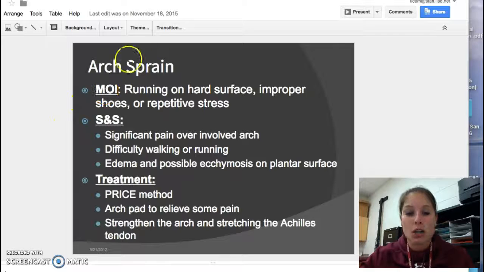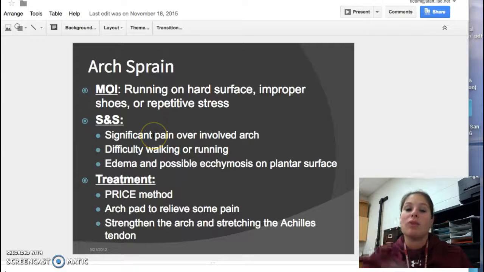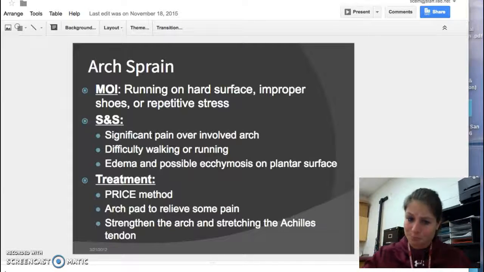So our next one is an arch sprain, okay? Again, we're dealing with the ligaments, okay? We get the arch sprains when we have a lot of running on hard surfaces, okay? Our body doesn't do well. It likes the cushion. It likes to be able to have that weight dissipate and spread out across the body. But when either we're not wearing the right shoes or we're on the hard surfaces, our body just kind of has to take that pressure a little bit more than it normally would.